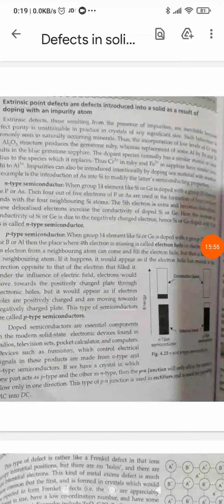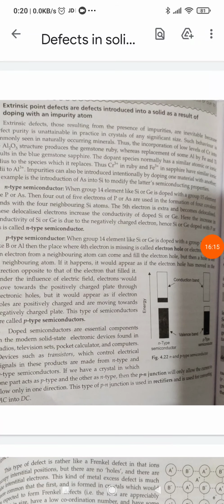Thus, the incorporation of low levels of chromium into the aluminum oxide structure produces the gemstone ruby, whereas replacement of some aluminum by iron and titanium results in the blue gemstone sapphire. The dopant species normally has a similar atomic or ionic radius to the species which it replaces. Thus, chromium in ruby and iron 3+ in sapphire have similar ionic radii to aluminum 3+.